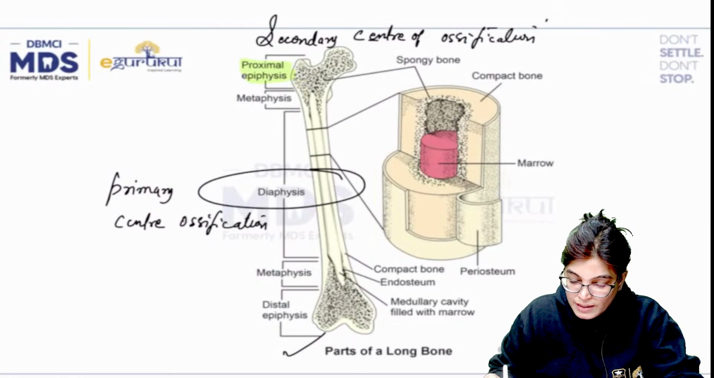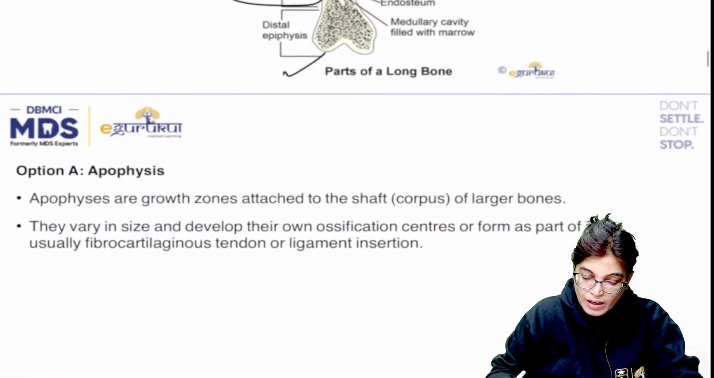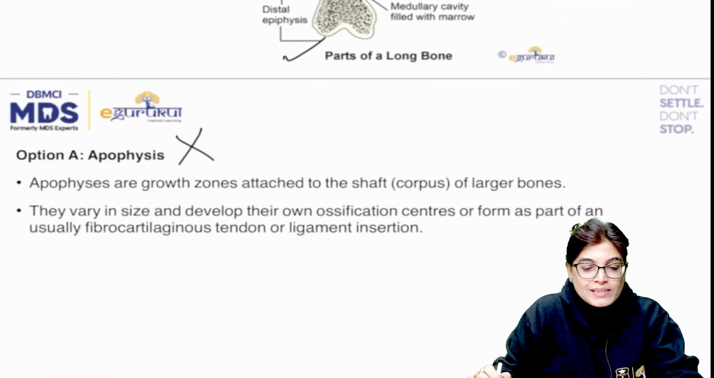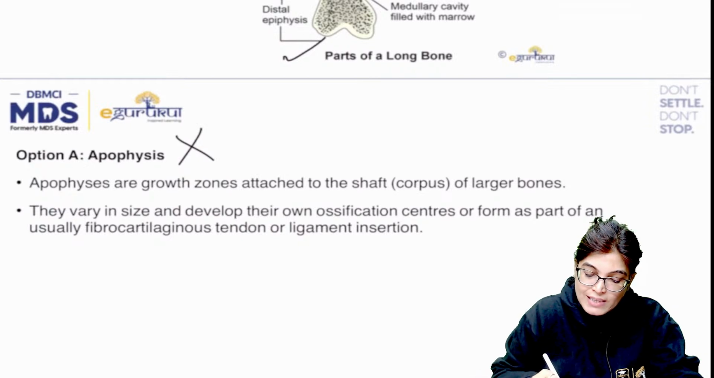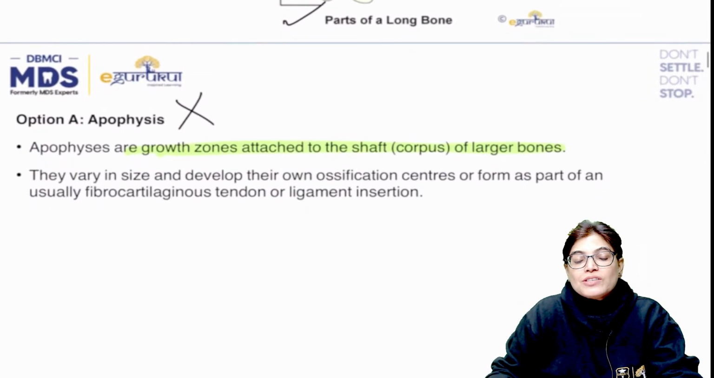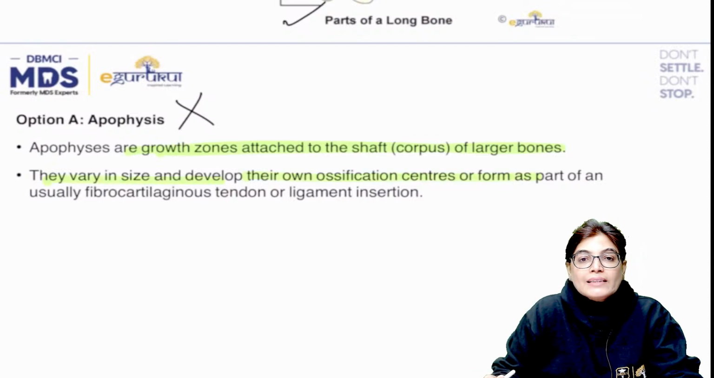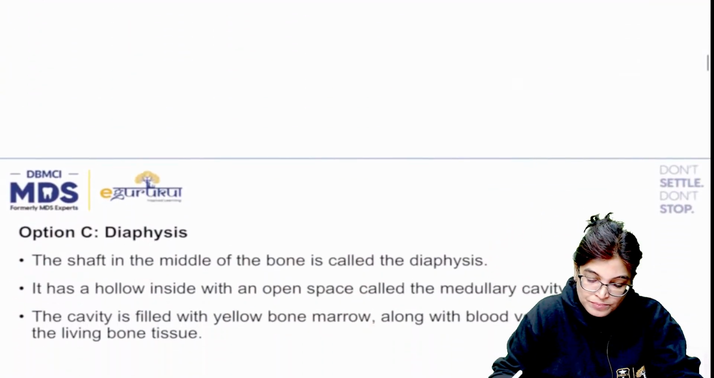And the epiphyseal end of diaphysis is called the metaphysis. Apophysis is wrong. Why? Because apophyses are growth zones which are attached to the shaft of a larger bone. So the secondary ossification center is not located in the apophysis region. The apophysis region varies with development and has its own ossification centers, and this is not the correct answer.